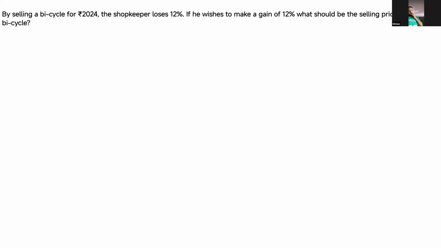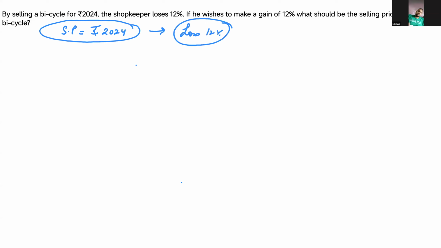Okay, by selling a bicycle for 2024, the shopkeeper loses 12%. If we want to make a 12% gain, then what is the selling price? So first of all, we don't know the cost price. What is given? It is given that the selling price is 2024, and at that selling price he has a loss of 12%. So we don't know the value of CP, which is the cost price.